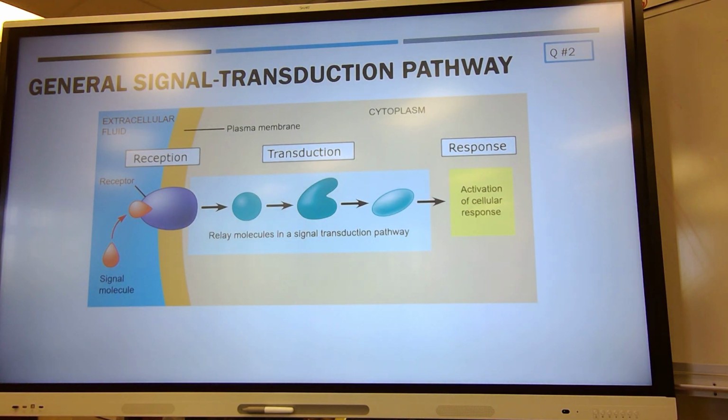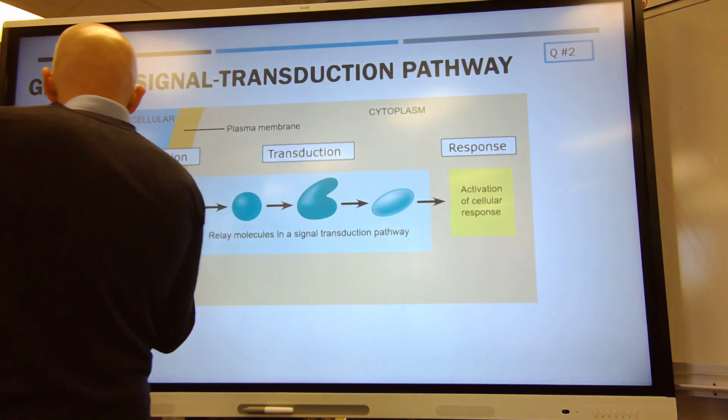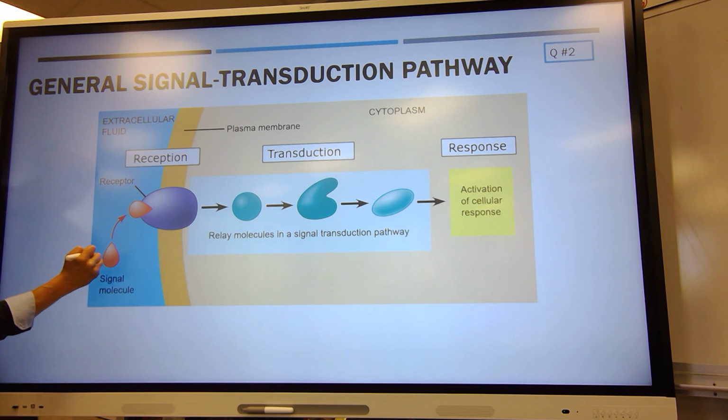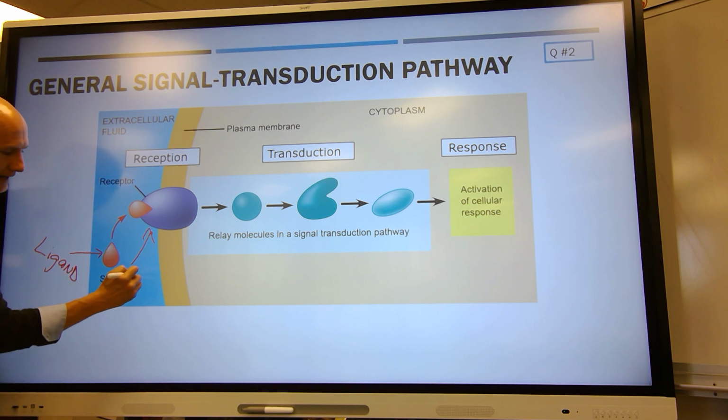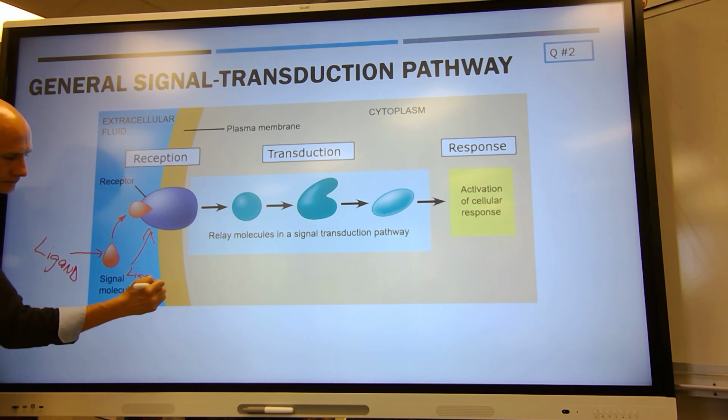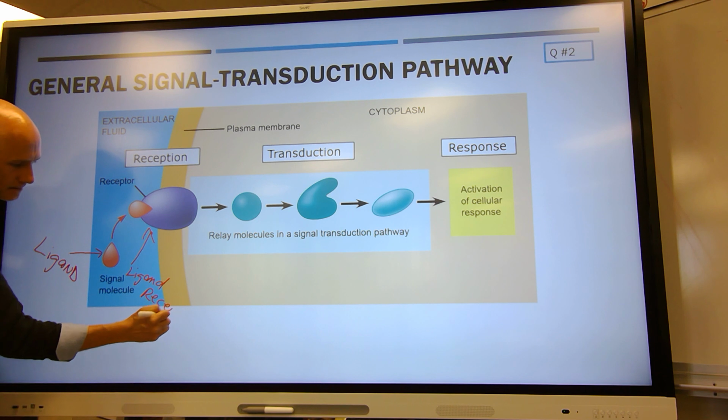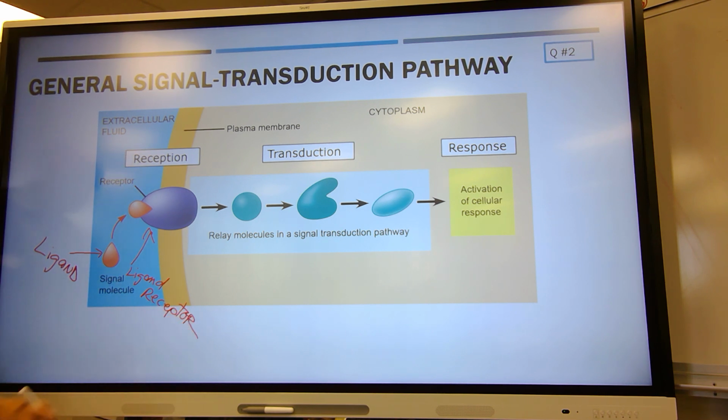Okay, your general signal transduction pathway, we've got reception. So this is where we have our signal molecule. This is going to be known as your ligand. And this is your ligand receptor. So each ligand has to have its own receptor.